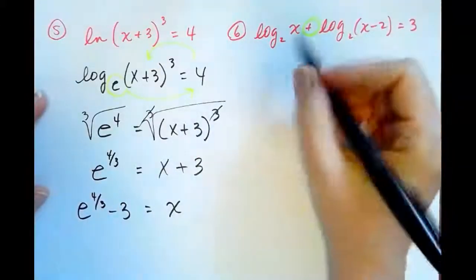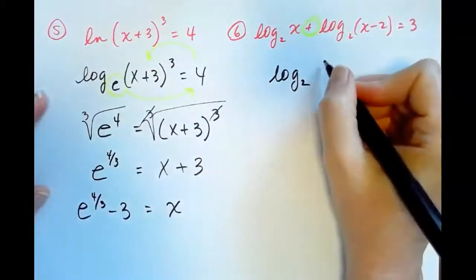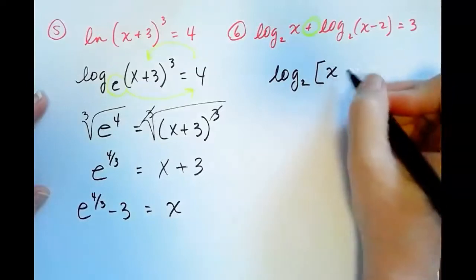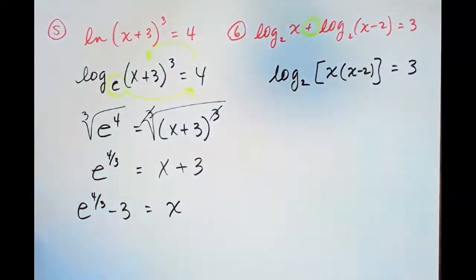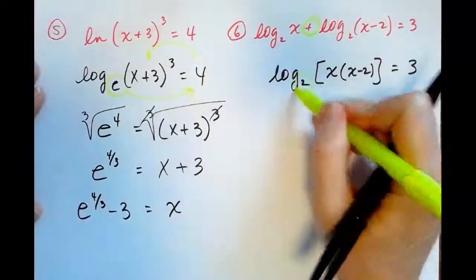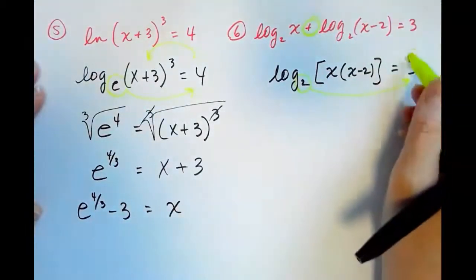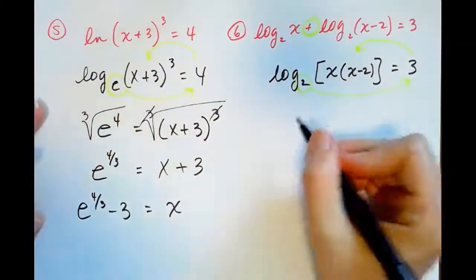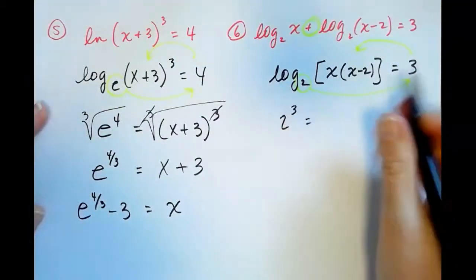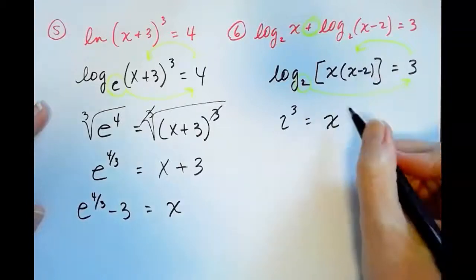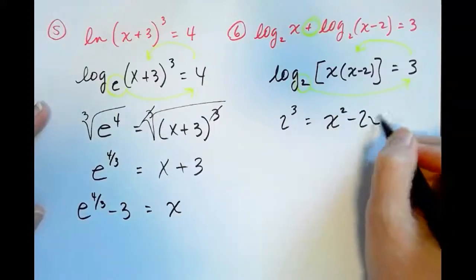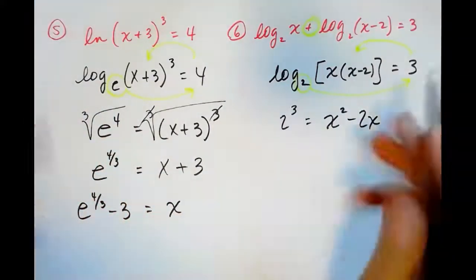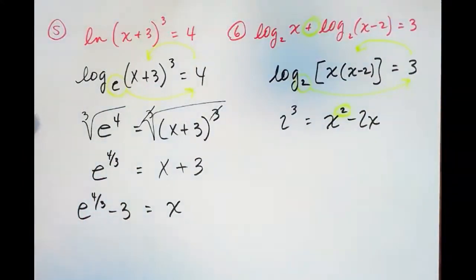First, condensing that left-hand side, which gives us log base 2 of x times x minus 2 equals 3. So 2 to the third equals all of that. So 2 to the third equals, and I'll go ahead and multiply these together: x squared minus 2x. Then notice that this is quadratic, and that's why it was necessary to multiply them together.